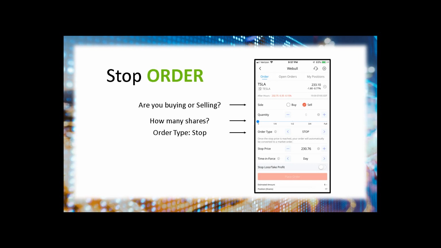You want to ensure that the order type is set to stop, and then you will input your stop price. Remember, this is not necessarily the price that you will get when these shares sell, but when someone buys or sells shares for this price, your stop will be triggered, it will convert to a market order, and those shares will be gone. It happens very quickly.